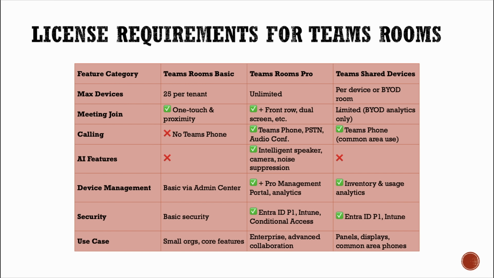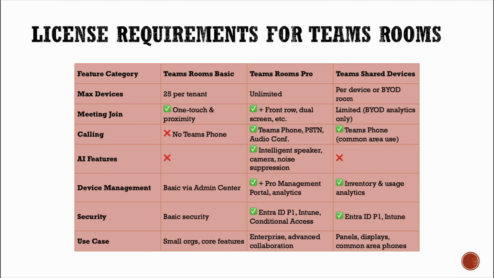Next, we have Teams Rooms Pro, the enterprise grade option. There is no device limit on it, and you will get full meeting experience including dual screen, front row layout, and intelligent audio video enhancement like noise suppression and people recognition. It includes Teams Phone, PSTN calling, and audio conferencing. Management is handled through the Pro Management portal with deep analytics and proactive remediation. You also get advanced security features like DLP, Intune integration, and conditional access.